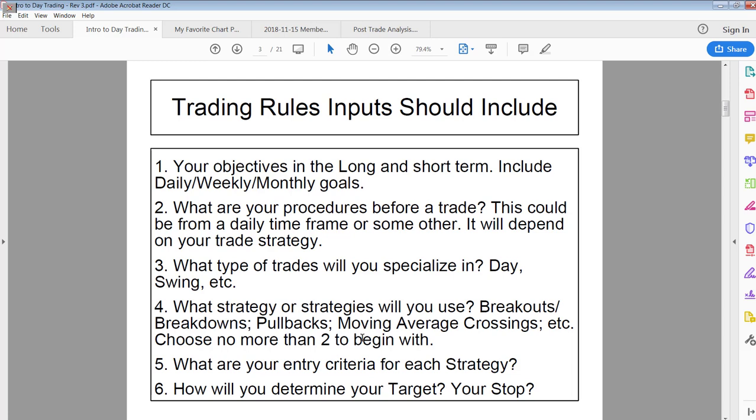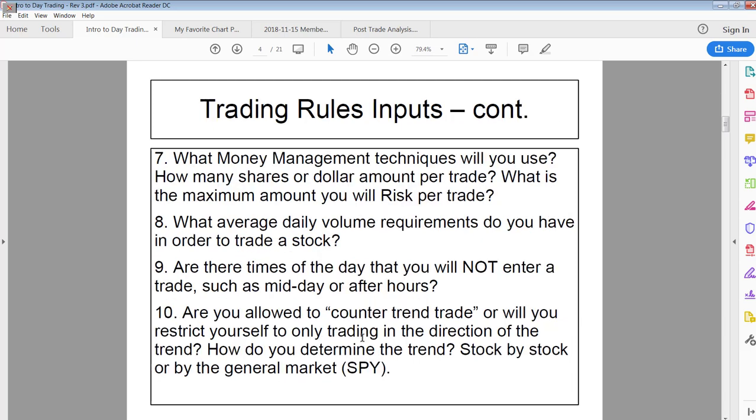What entry criteria are you going to use for each of the strategies, and how will you determine your targets and your stops? You need to come up with a set of rules that help you manage money so you don't blow your account out. How many shares or dollar cost per trade is what you're going to use? Are you going to use a maximum risk? And if so, what amount is that you could live with?